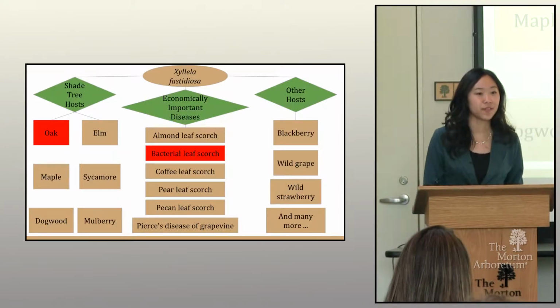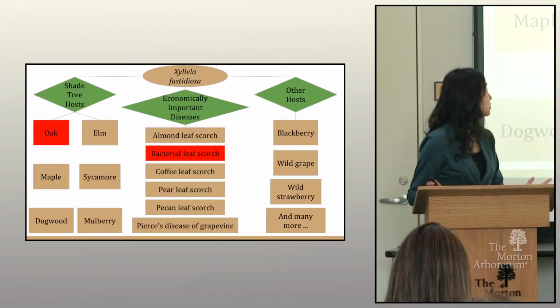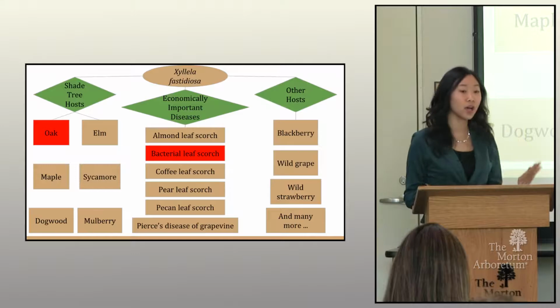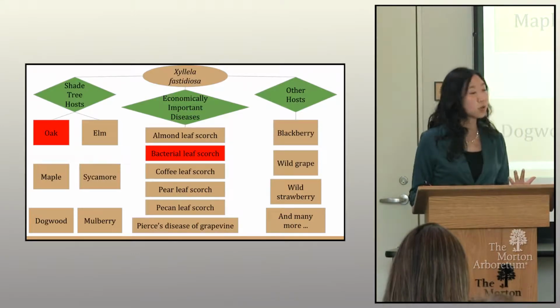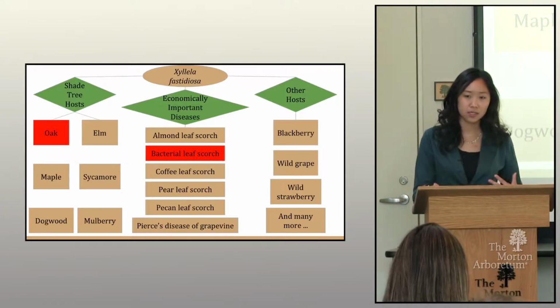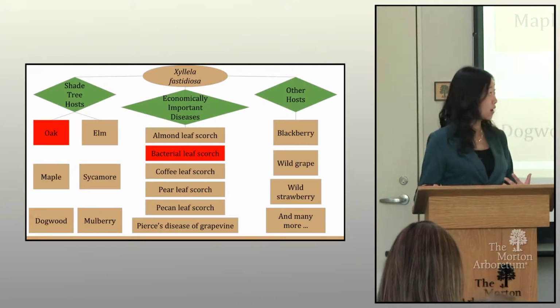Xylella fastidiosa affects a very broad range of organisms. It causes decline and leaf scorch in shade tree hosts like elms, oaks, maples, and sycamores, but it also causes economic losses in many agriculturally important crops like grapevines, citrus, and coffee.